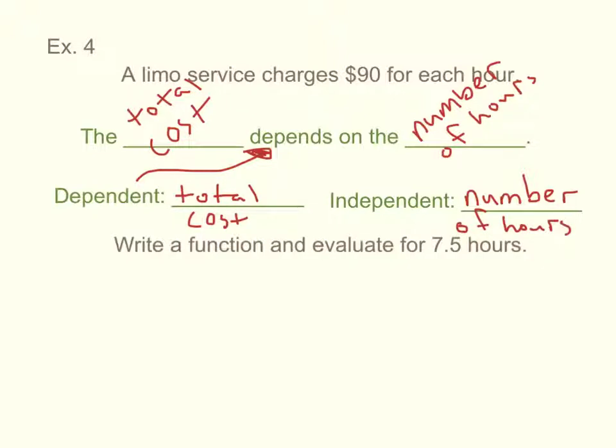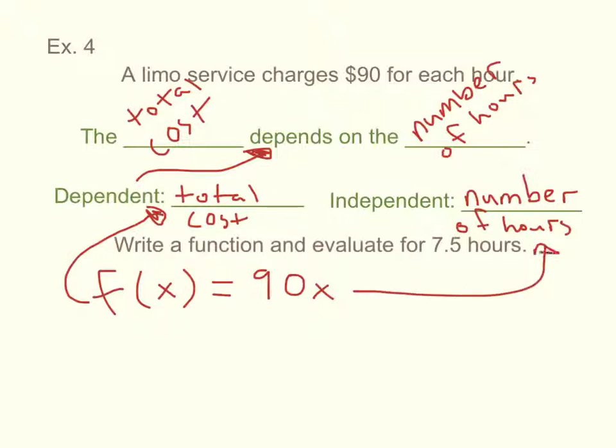So now we need to write a function and evaluate for 7.5 hours. Okay, our function should start with f of x. And we know that this limo service charges $90 every hour. F of x is our total cost. X is our number of hours. There were no extra fees built in. There's no down payment. There's no gas charge or anything. So all we have to worry about is 90x.